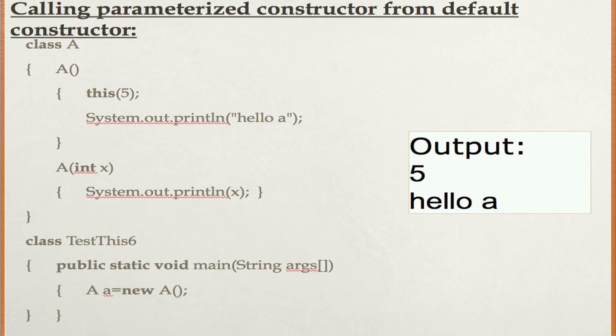You can see the output, because we are printing hello A in the second line. In the first line, this(5) means that first of all the parameterized constructor will execute and display the value of x, which is 5. So in the first line it will display 5, and in the second line it will display hello A. So this is calling the parameterized constructor from the default constructor.